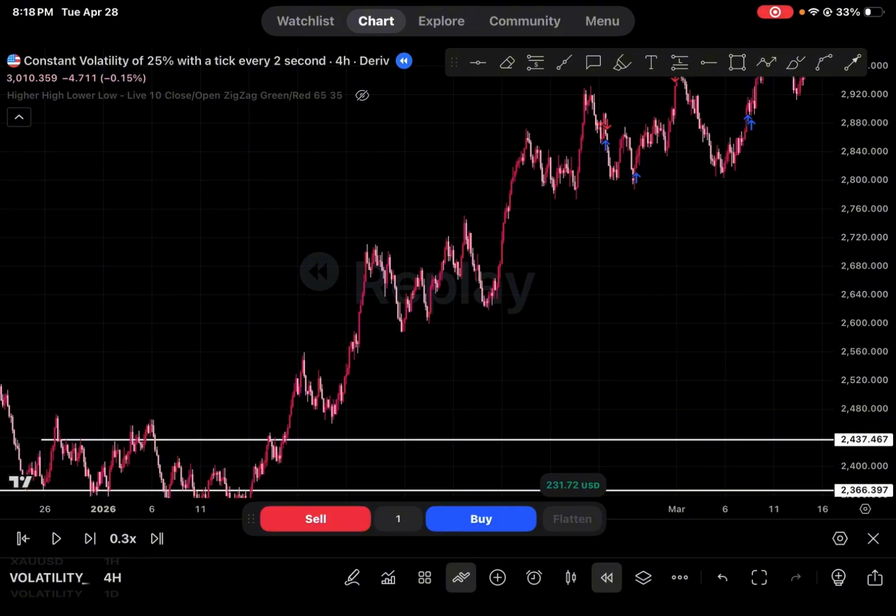Showing you guys I've made some changes. I am now trading on the 4-hour time frame, using volatility. I know a lot of you wanted this, and I've been backtesting it.